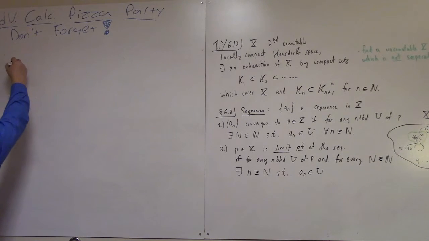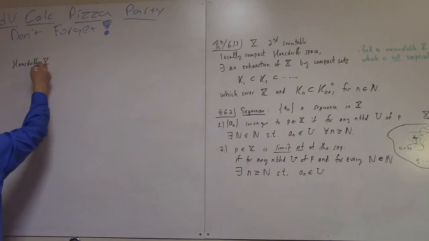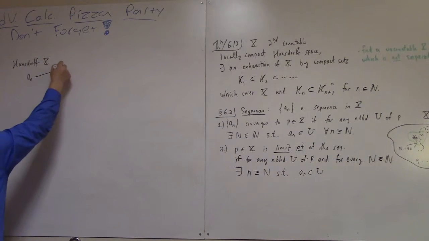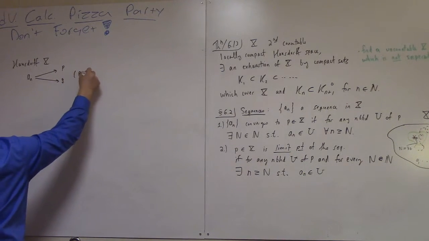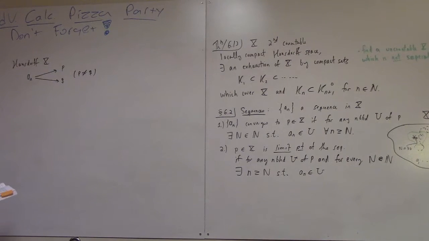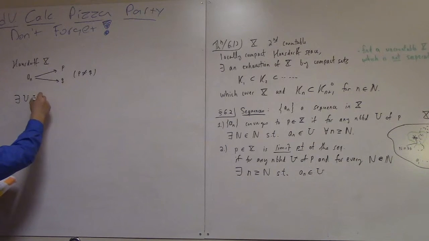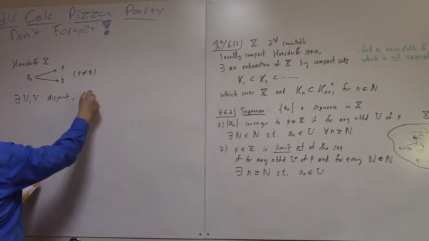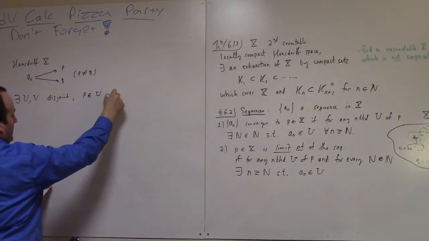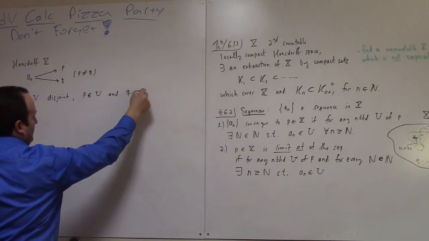So if you had a Hausdorff space X, and suppose you had a sub n going to P and also going to Q, with P not equal to Q, what would that look like? That would mean there are disjoint neighborhoods. There exist U and V, disjoint, with P an element of U and Q an element of V.